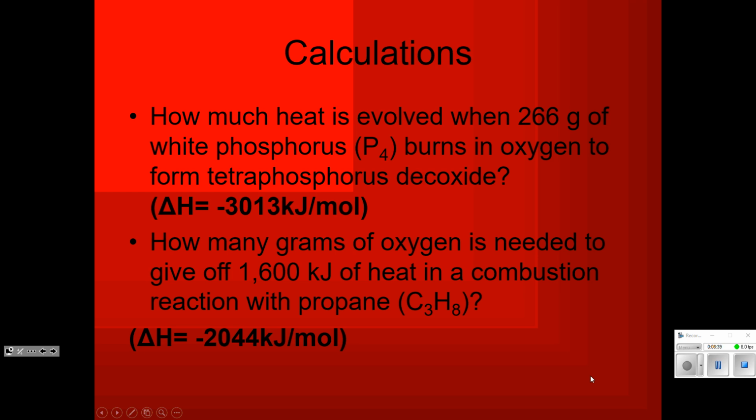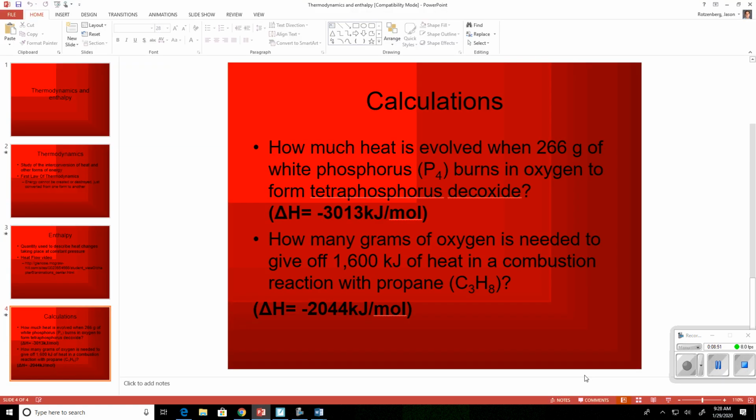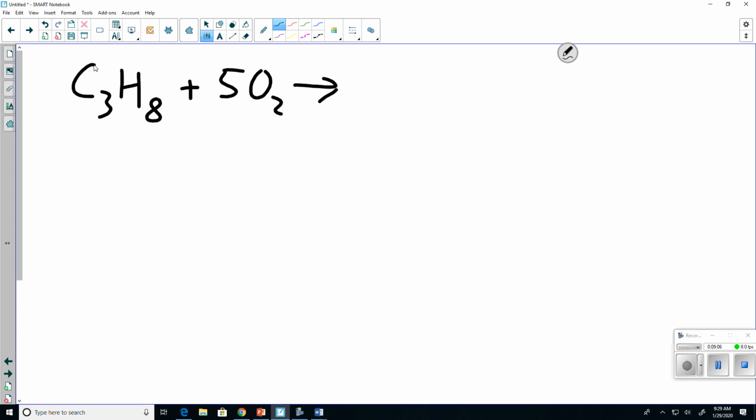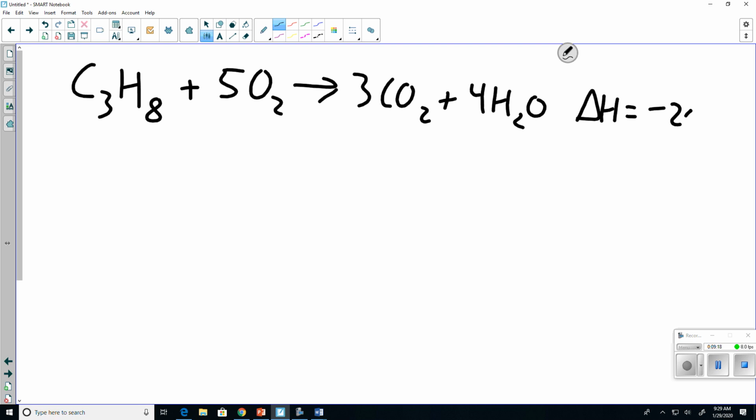So why I picked this problem is you're kind of going in reverse. You're solving for the grams. The first question you solved for the amount of energy given off. I want you to be able to go in either direction. So, again, typically on a test you would be given the equation, so I'm just going to give you the equation. C3H8 is propane, plus 5 oxygens gives me 3 carbon dioxides, 4 waters. Any combustion reaction is going to be exothermic, negative 2044 kilojoules per mole.